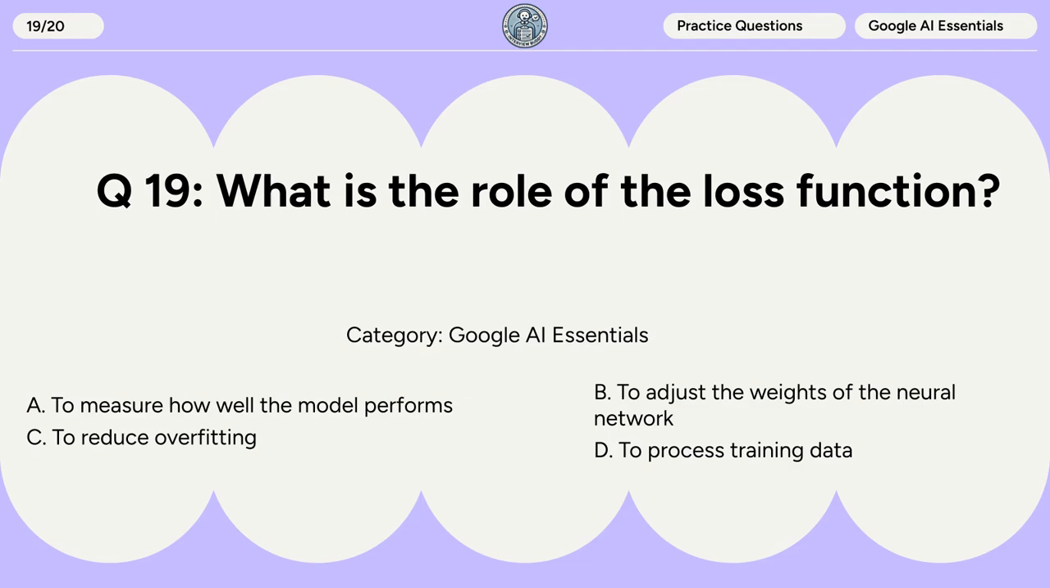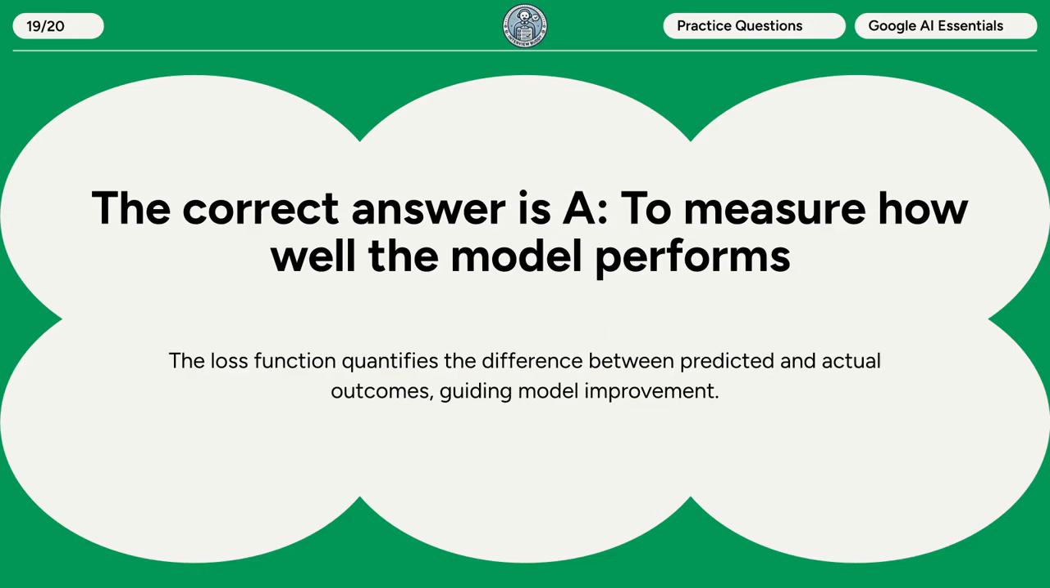Question 19. What is the role of the loss function? A. To measure how well the model performs. B. To adjust the weights of the neural network. C. To reduce overfitting. D. To process training data. The correct answer is A. To measure how well the model performs. The loss function quantifies the difference between predicted and actual outcomes, guiding model improvement.